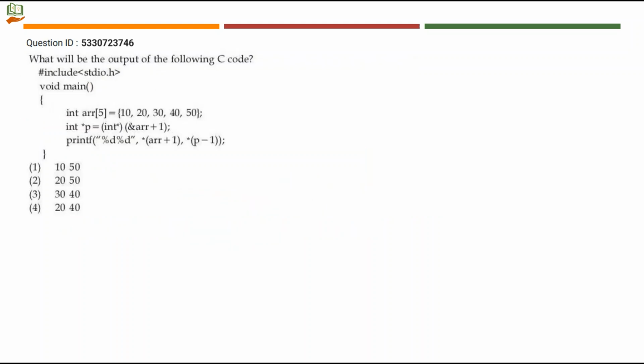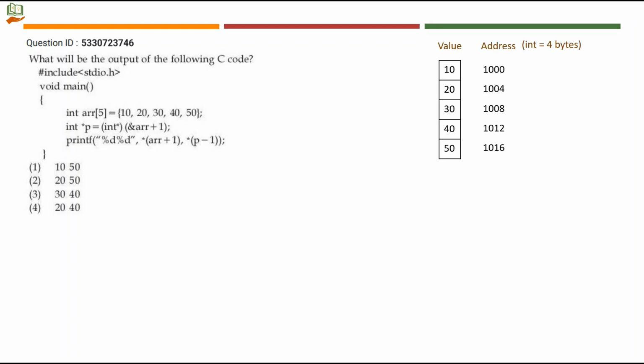Next question. What will be the output of the following C code? So we have 5 array values. This time we will take it vertically, 10, 20, 30, 40, 50. How will this array be arranged in the memory block? So let's take a sample address of 1000. We know every integer is of 4 bytes with respect to the C programming language.